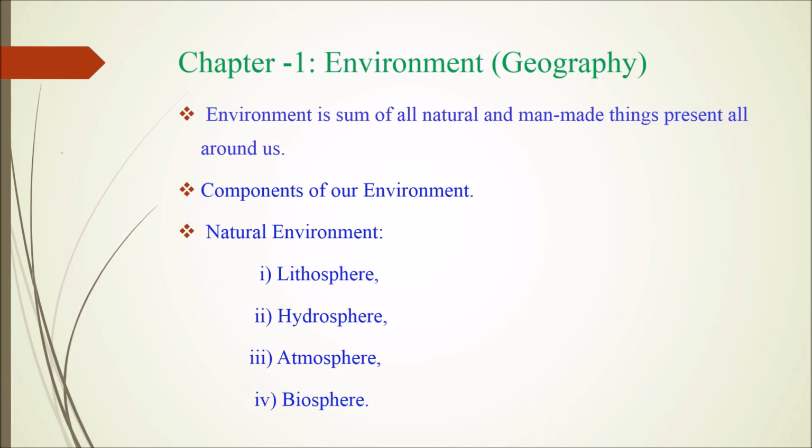Now we are going to revise the first chapter in geography, which is environment. Environment is the sum of all natural and man-made things present all around us. Components of our environment. Natural environment. Under this we have lithosphere, hydrosphere, atmosphere and biosphere.